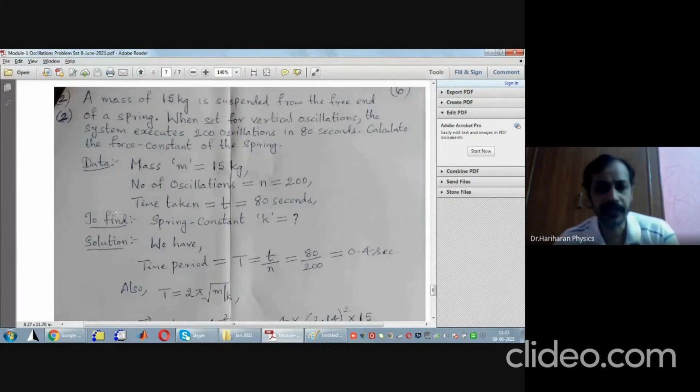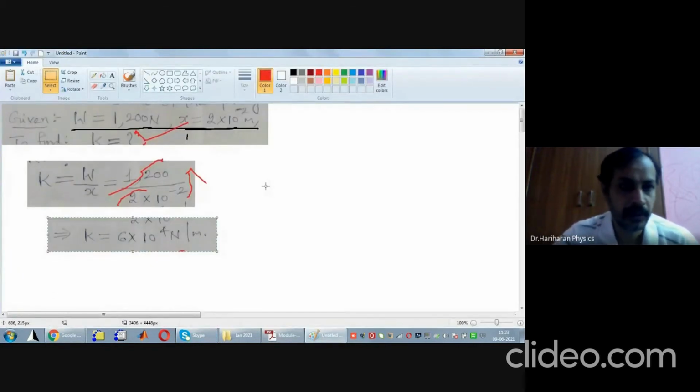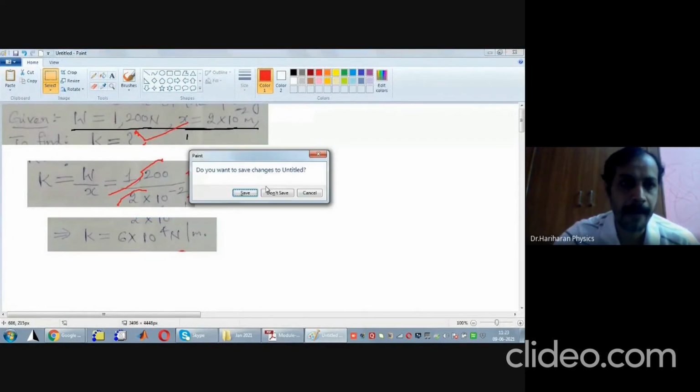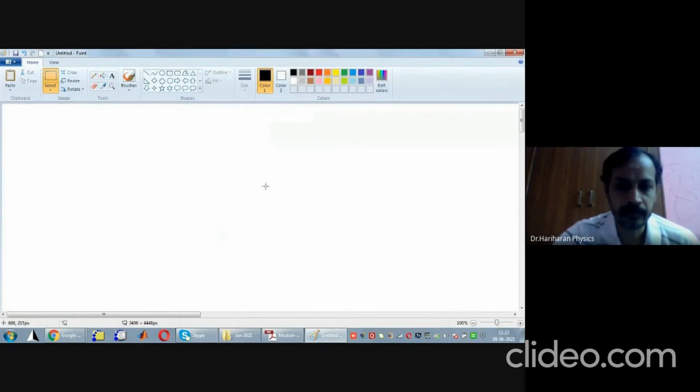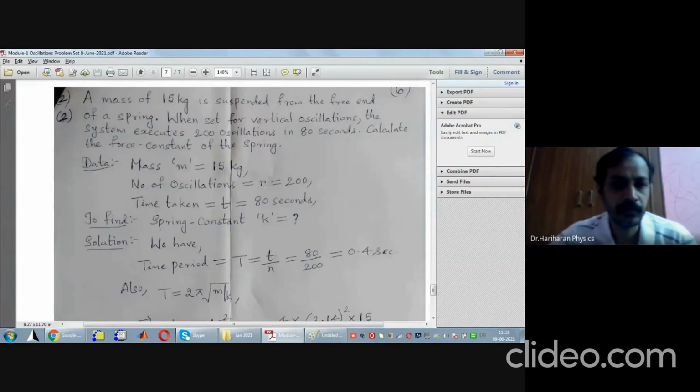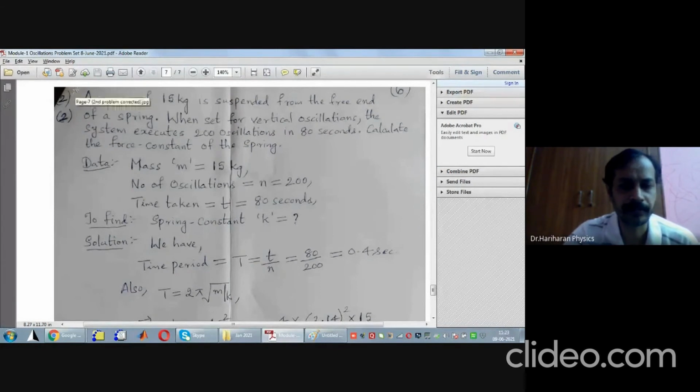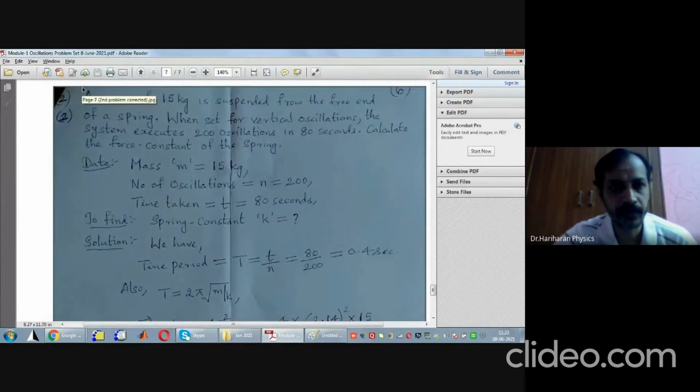Okay, so in the second problem, what happened? I think I don't require this, I'll clean up my paint object. So what is the second problem? The second problem is this.